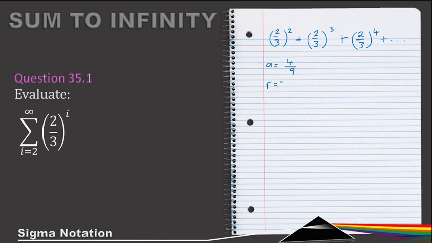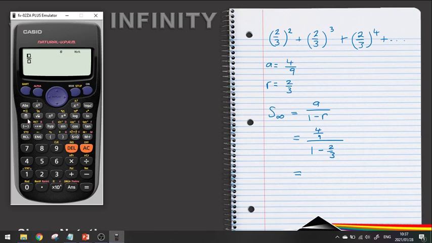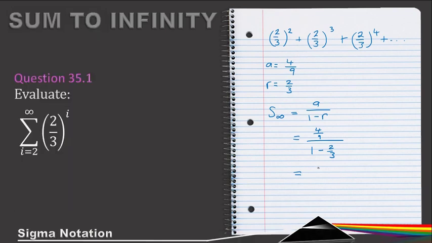And then my common ratio here is, can you see that each consecutive term gets just multiplied by 2 over 3? 2 over 3 squared, then 2 over 3 cubed, and so on. So my common ratio there is 2 over 3. And all I now need to do is use the sum to infinity formula, a over 1 minus r, and substitute in my a value. That's 4 over 9 over 1 minus 2 over 3. And then we just put it into the calculator. Okay, so that's 4 over 3.